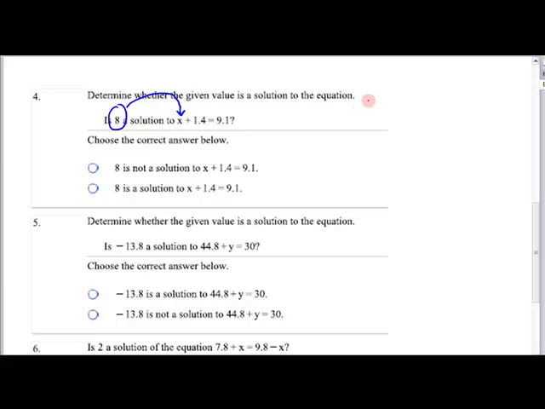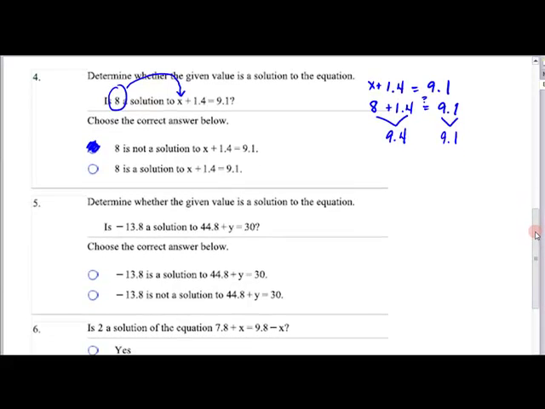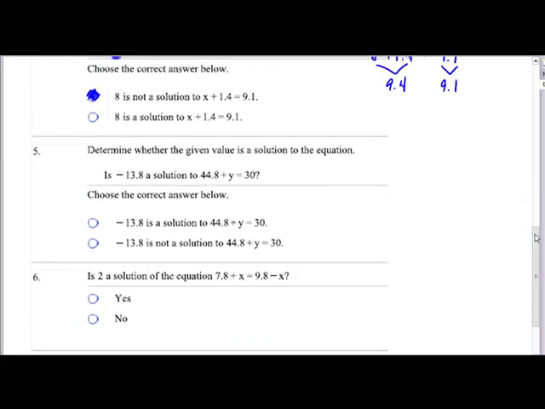So let's see. We have x plus 1.4 is equal to 9.1. So if I put an 8 there plus 1.4, is that equal to 9.1? Now this is really a question mark right now. I simplify on the left, and when I add those I get 9.4, and this can't be simplified. It stays 9.1 because those are not equal. That answer is no, it is not a solution. All right, let's look at number 5.